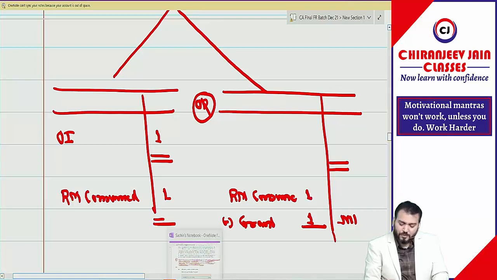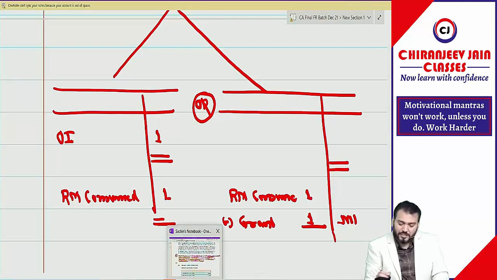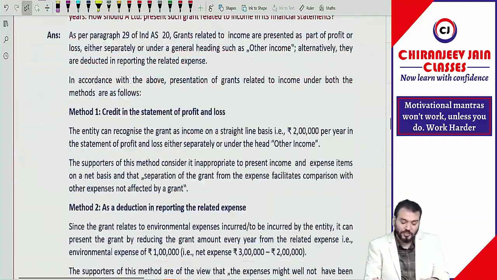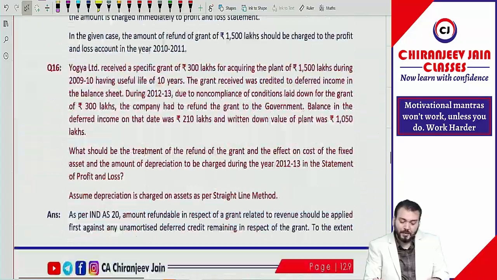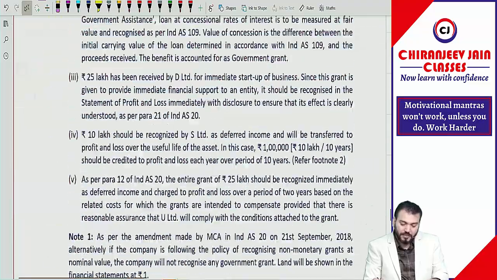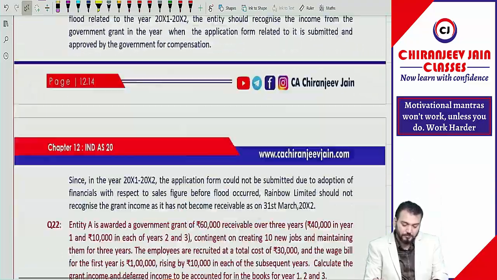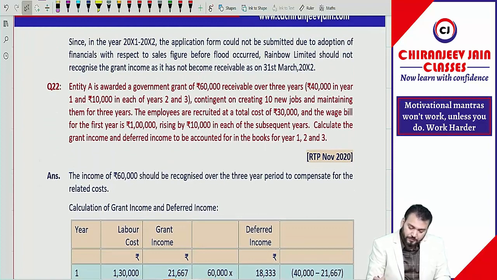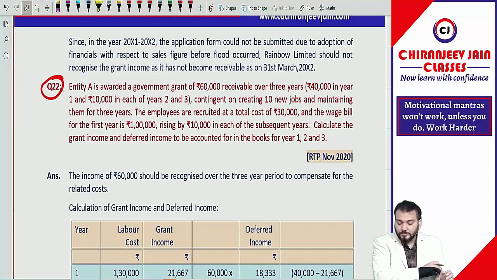A very good question was asked in the exam, and not in the exam, I think in the RTP, where there is a lot of doubt. It is the most doubtful question once again, and expected in the exam. Where is that question? This question. Question number 22.